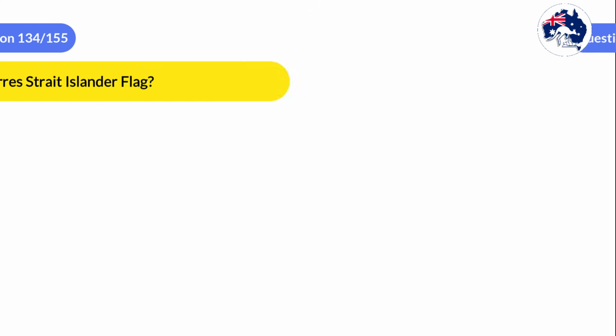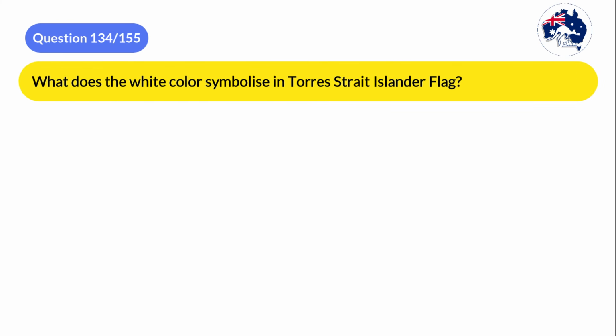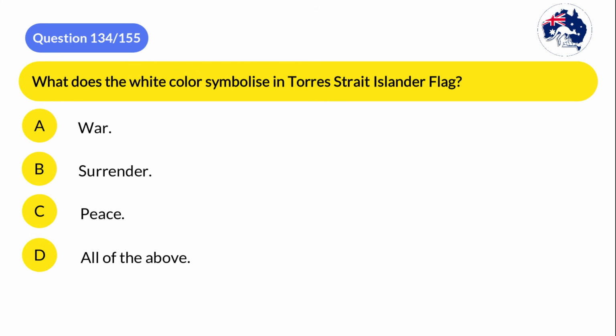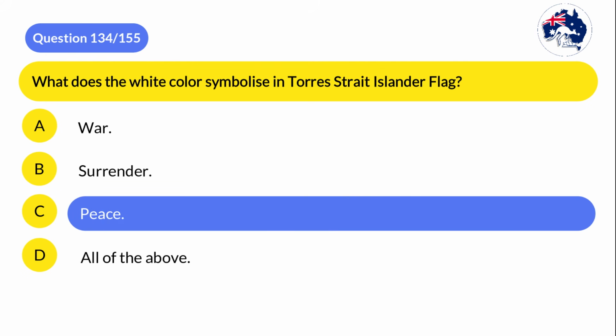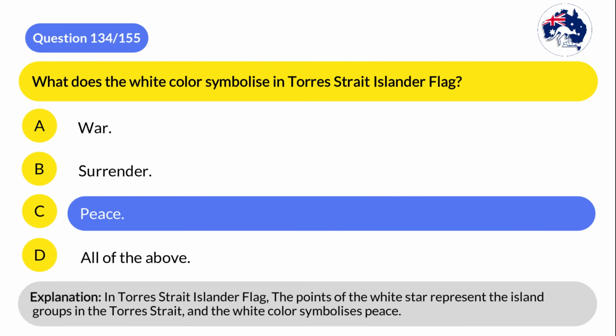Question 134. What does the white color symbolize in Torres Strait Islander flag? A. War. B. Surrender. C. Peace. D. All of the above. The correct answer is C. Peace. Explanation: in Torres Strait Islander flag, the points of the white star represent the island groups in the Torres Strait, and the white color symbolizes peace.